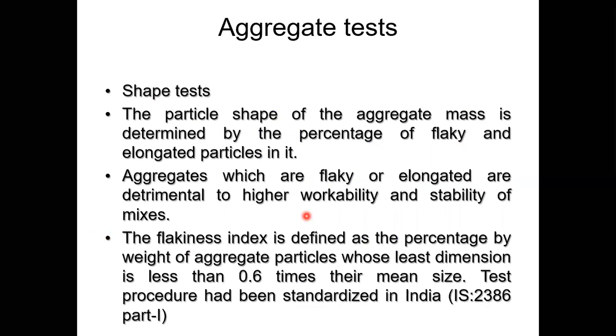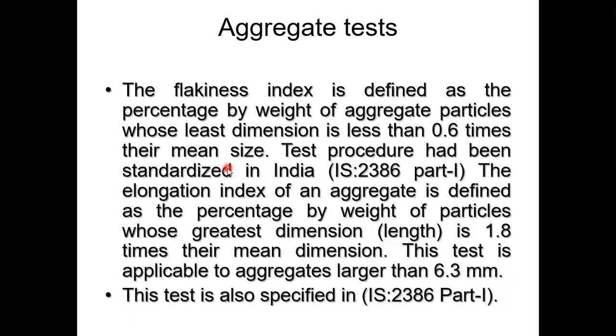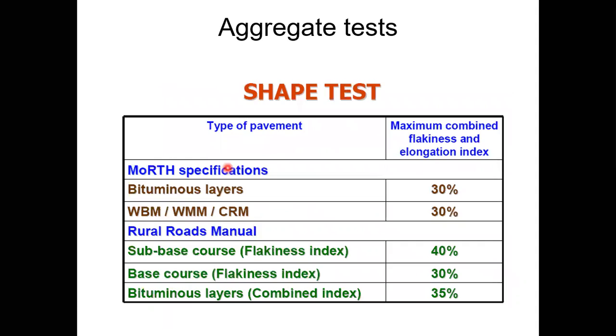This is another test, which is also a most important test, the shape test. What we are going to do in this particular test is find out the flakiness index and elongation index. That means how much percentage of flaky materials and elongated materials are there, because these two are weaker and don't take the load, right? Shape test. Okay, aggregate procedure, shape test.